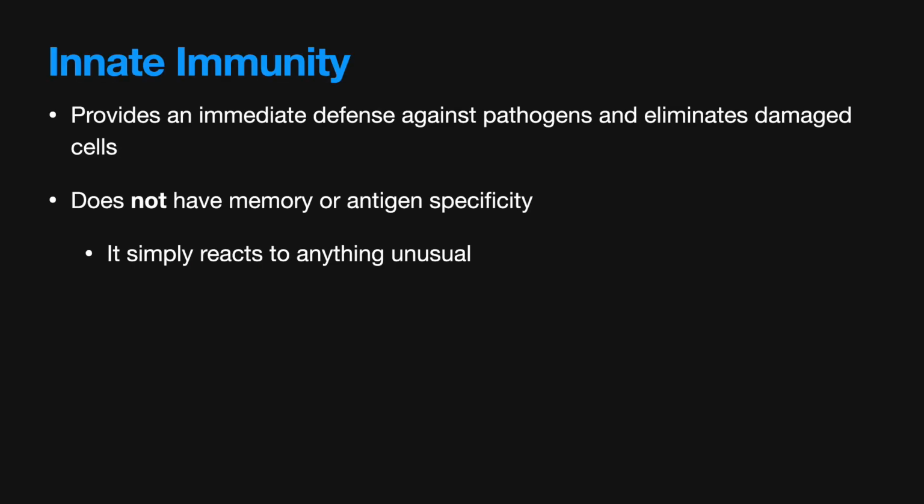We will start by briefly reviewing how the immune system works, beginning with innate immunity. Innate immunity provides an immediate defense against pathogens and helps eliminate damaged cells. This type of immunity does not remember previous pathogens, nor does it specifically target any given antigen. It simply reacts to anything unusual that it may find.